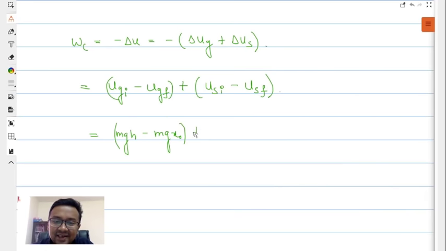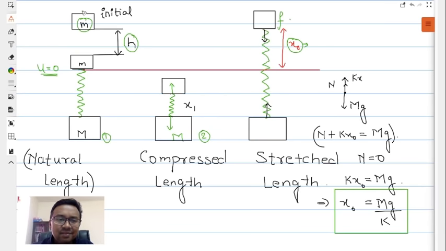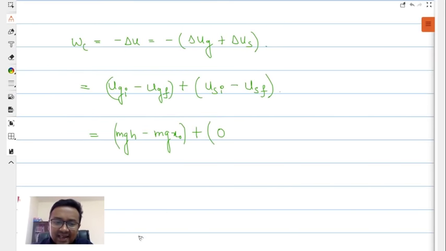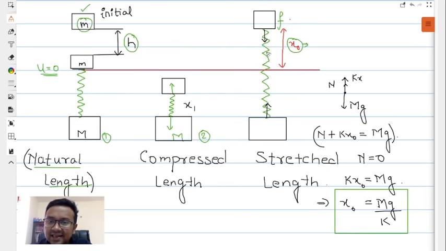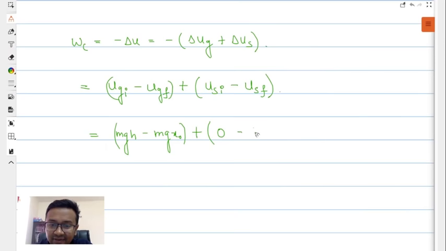Clear guys? Plus, what is my initial spring energy? 0. Because while this block is out here, it is at its natural length. So there is no compression, no elongation. So initial spring energy is 0. And finally, let's have a look at this. The spring gets stretched by x naught. Clear, guys? So that means this is half k x naught square. So this is my status out here.